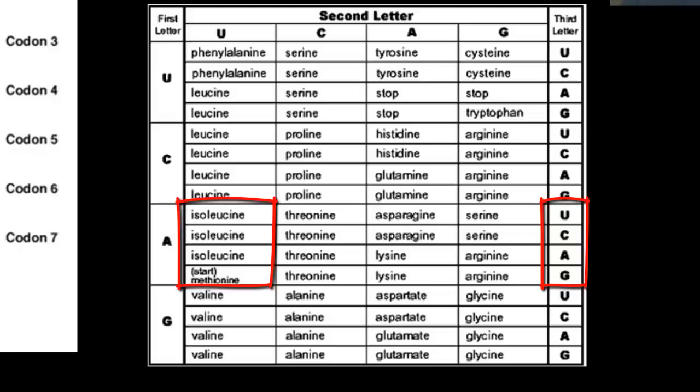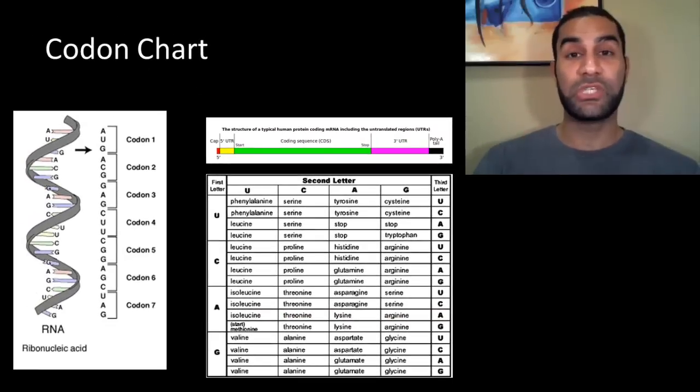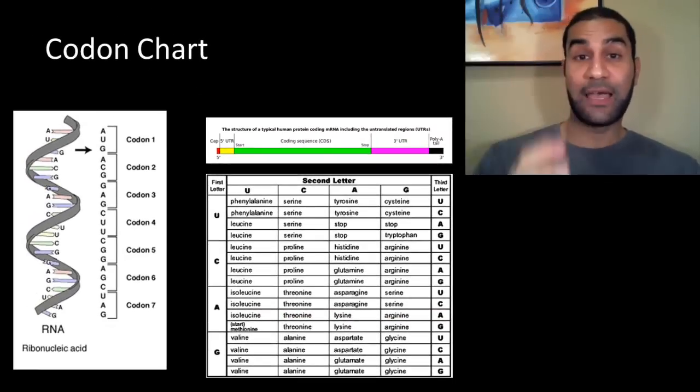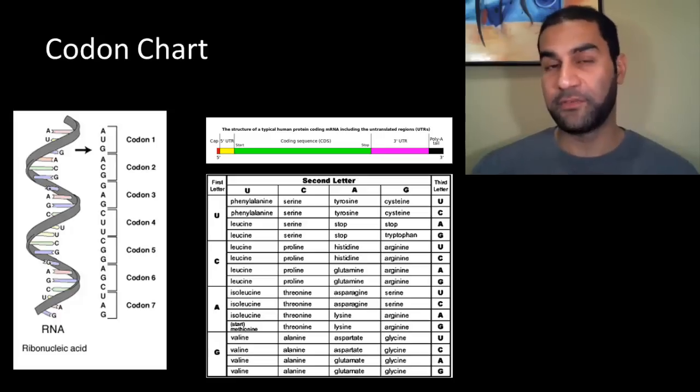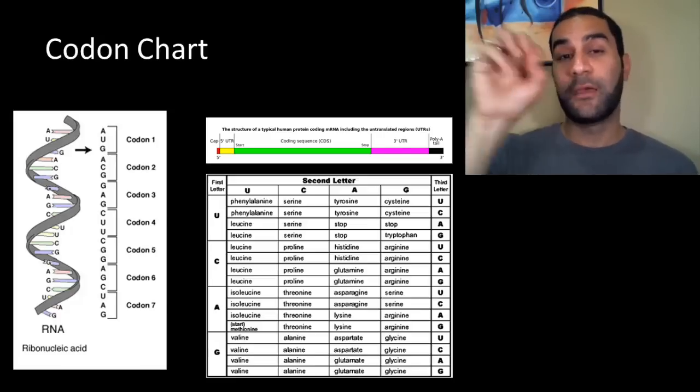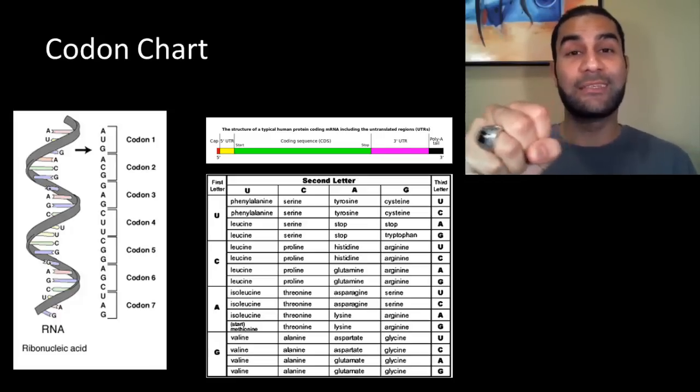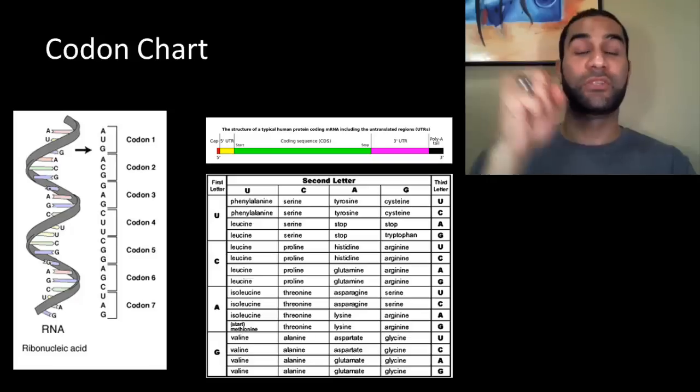So in this case, AUG would tell me I'm worried about the 3rd row, first column, and then within that box particularly, I'm looking at the very last option of that box, which in this case, as you can see, says start, or also methionine. So the start codon, which is AUG, will always attract a methionine amino acid, which is the beginning of every single protein of your body. Every protein you make begins with a methionine amino acid because that's what's attracted to your start codon.